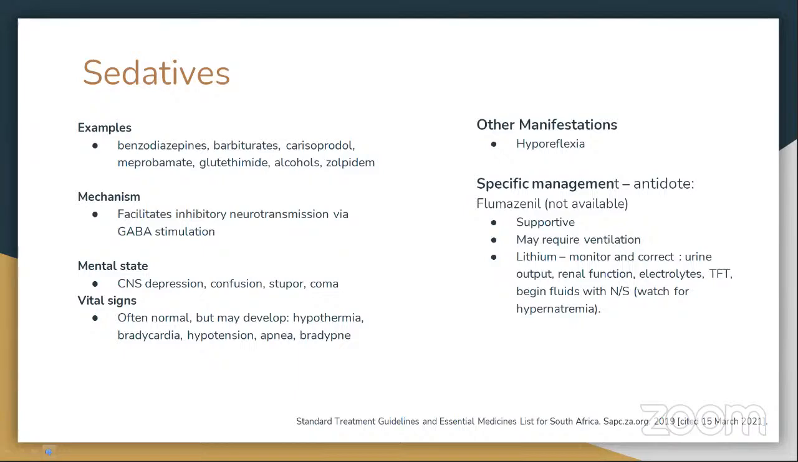Okay, then sedatives, your benzodiazepines, or any alcohols, your sleeping tablets, or anything that increases GABA stimulation or reuptake. So the mental state of the patient, again, just like opioids, will be depressed CNS, confusion, stupor, coma. Vital signs, they might be normal. They range from hypothermia, bradycardia, hypertension, apnea, bradypnea, hyperreflexia.